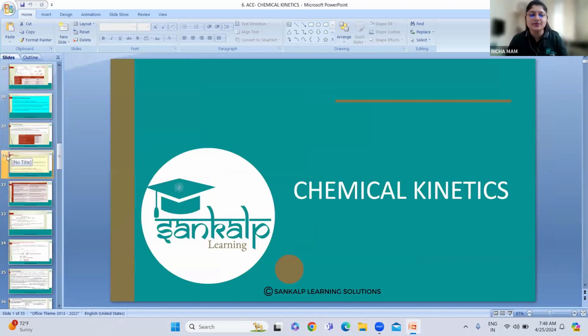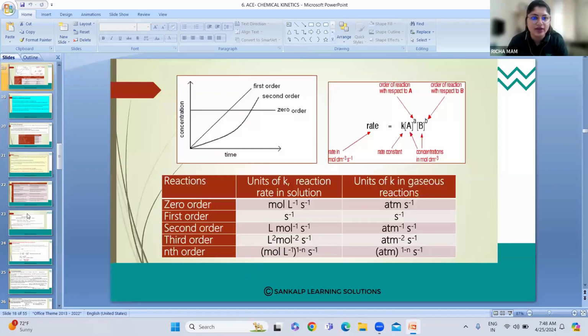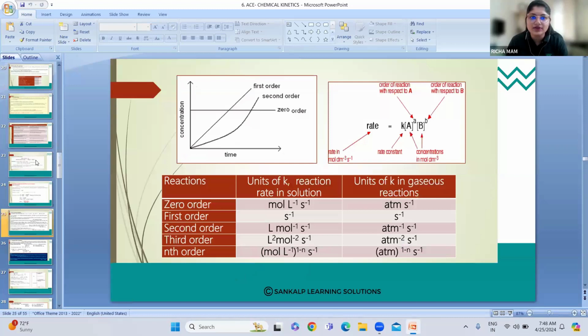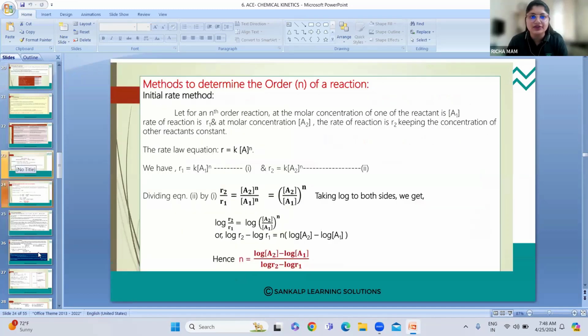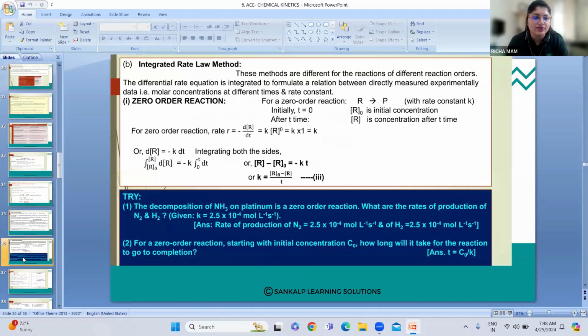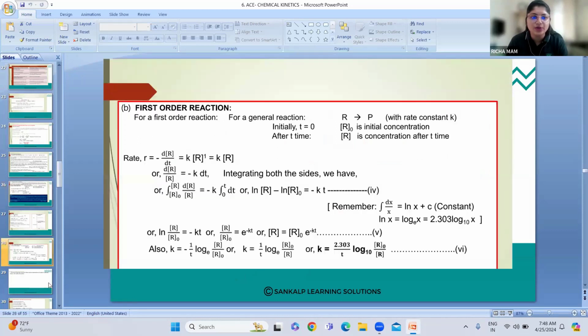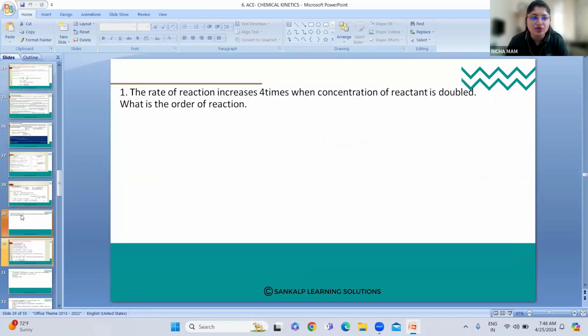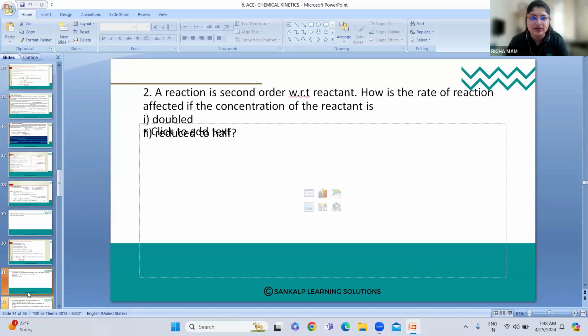The next concept we are going to discuss is pseudo first order reactions. Now we have seen what a zero order reaction is and what a first order reaction is. The next is, what do you mean by a pseudo first order reaction?